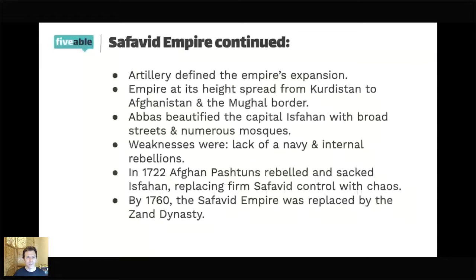Now, Shah Abbas beautified the capital that they created in Isfahan with amazing, beautiful mosques and numerous streets, public works. However, the Safavid Empire is not going to last as long as one might think because it has weaknesses. There's a lack of navy, and no, the Persian Empire is right on the Arabian Sea and the Persian Gulf, and internal rebellions and corruption are going to weaken it. So in 1722, Afghan Pashtuns are going to rebel within the Safavid Empire, and they're going to sack Isfahan. And they're going to replace the firm Safavid control with chaos.